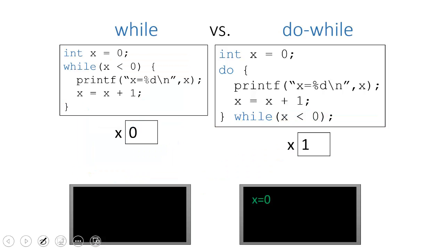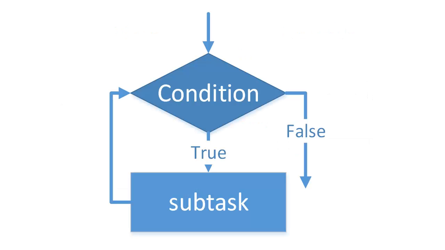And so despite the fact that they're very similar, same initial conditions, same condition, same code here, we get different outputs. While ends with x equals 0 without printing, whereas do while ends with x equal to 1 while printing x equals 0.